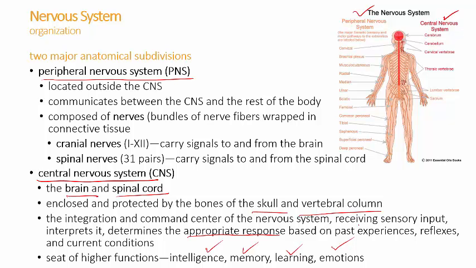The peripheral nervous system is everything that's located outside the central nervous system. And so it's the communication between the central nervous system, where the plan is made, and the effector tissues of the body. And it's composed primarily of nerves.